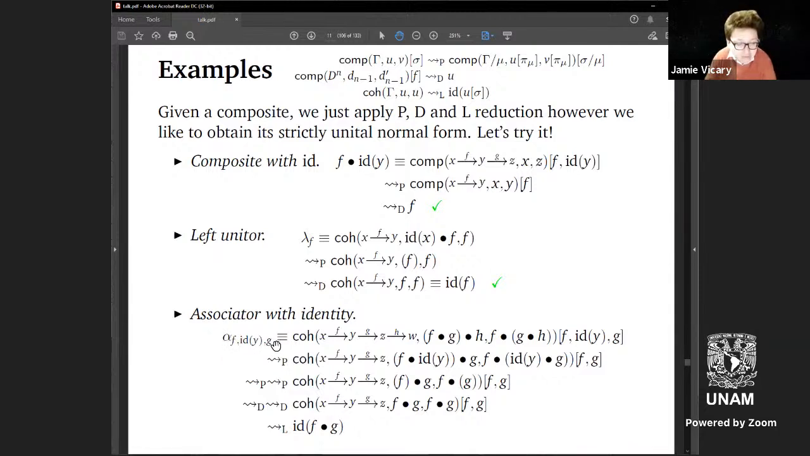In a strictly unital infinity category, what should this associator be? Well, the source of this associator should be F composed with id Y, all composed with G. Well, in a strictly unital infinity category, F composed with id Y should just be F. So the source of this associator is just going to be F composed with G, and the target of the associator is just going to be F composed with G. So a really nice thing for this associator to be in a strictly unital infinity category is just the identity on F composed with G. And that's what we see.